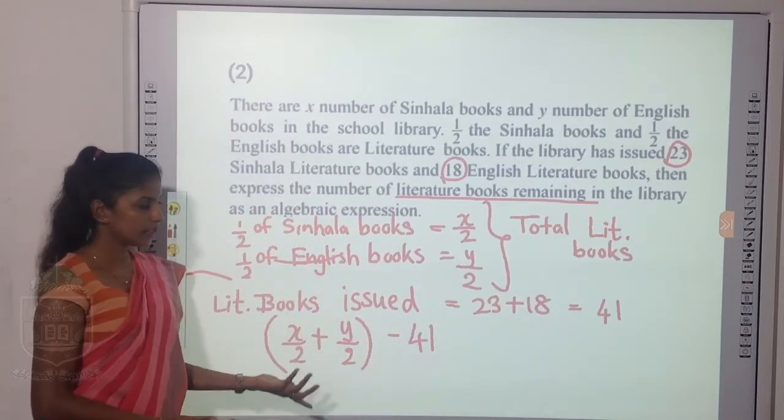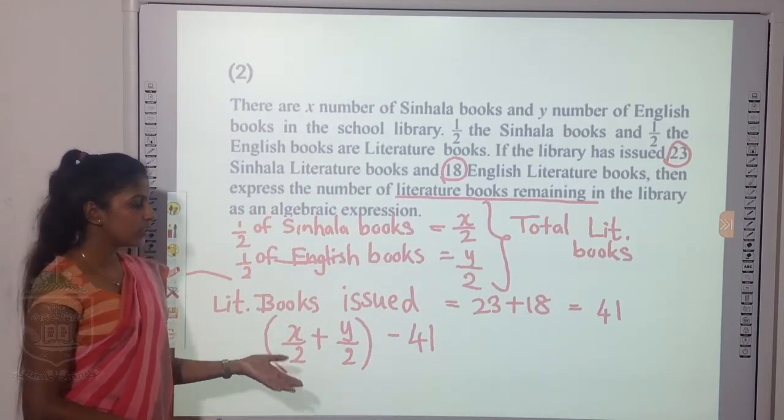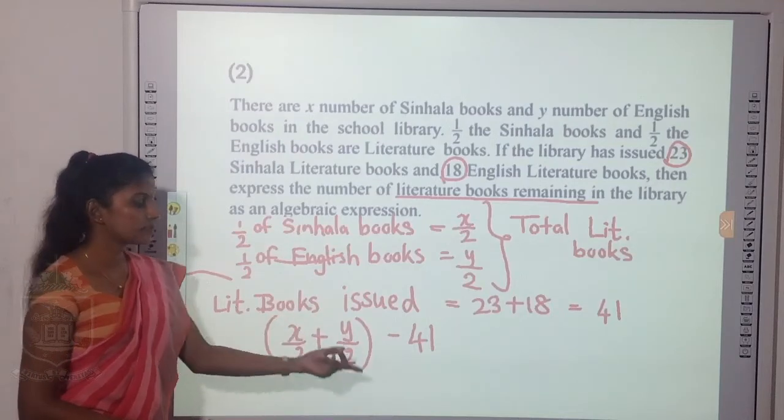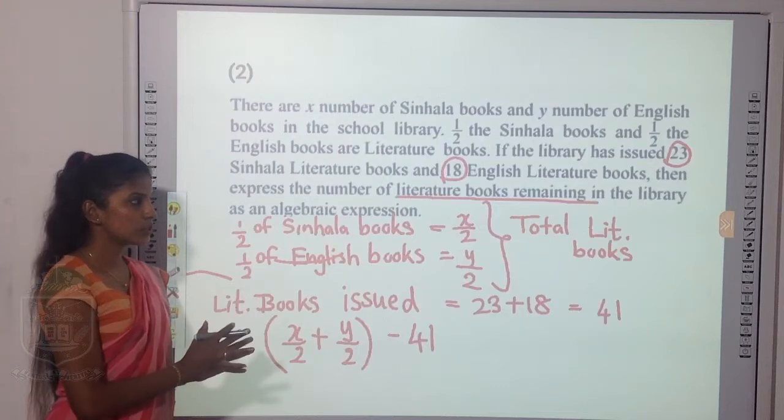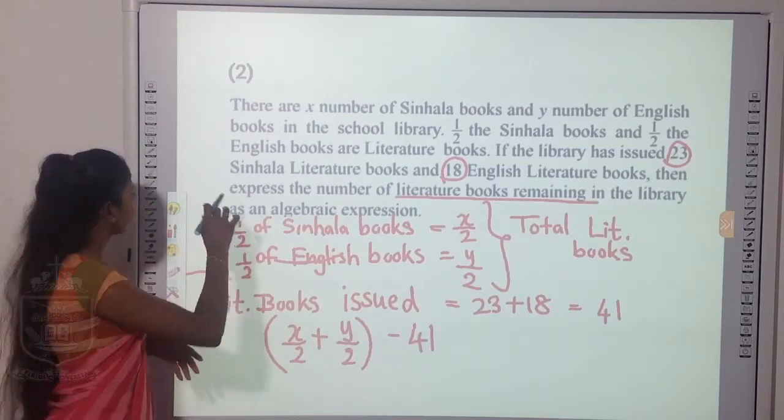We can't solve it. That's what we call an expression here. Since you have two unknowns, x and y, we can't simplify this. This is just an expression.